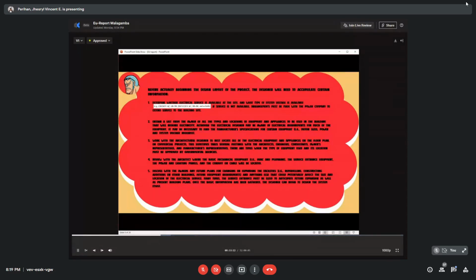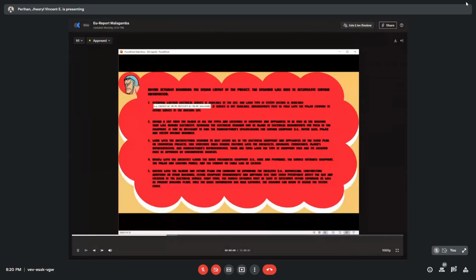The second, obtain a list from the owner of all the types and locations of equipment and appliances to be used in a building that will require electricity. Although the electrical designer may be aware of the electrical requirements for some of the equipment, it may be necessary to find the manufacturer's specification for certain equipment, for example the motor sizes, the power and system voltage required.